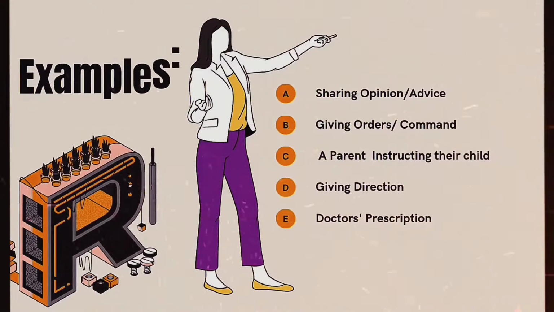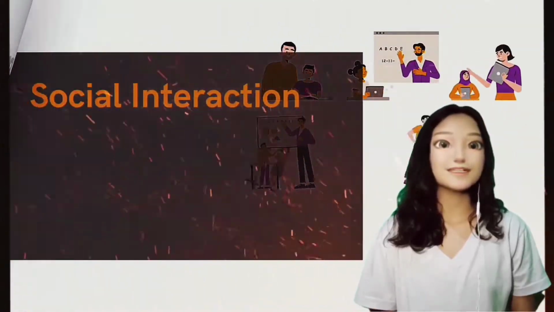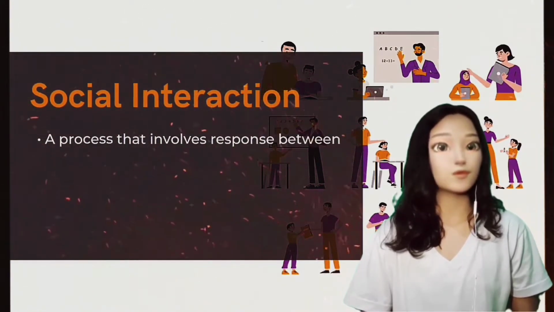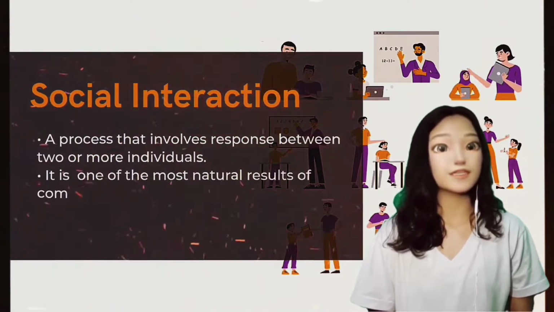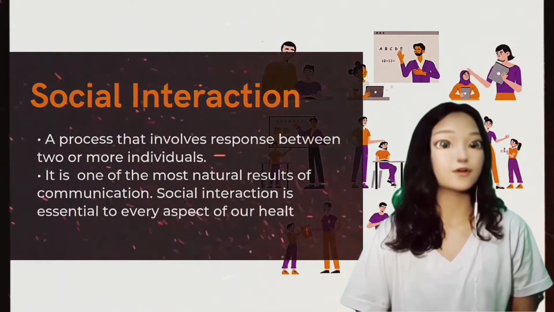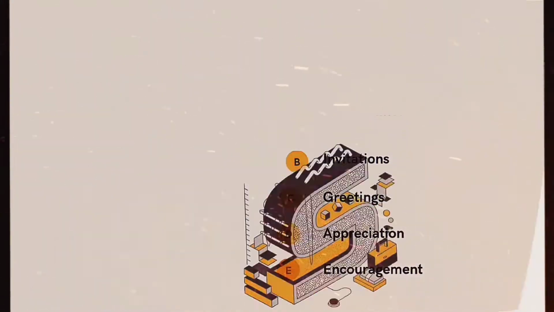Here are some examples of control and regulation: sharing opinion or advice, giving orders or commands, a parent instructing their child, giving directions, doctor's prescriptions. Social interaction is a process that involves response between 2 or more individuals. It is one of the most natural results of communication. Social interaction is essential to every aspect of our communication. Examples: pick-up lines, invitation, greetings, appreciation, and encouragement.